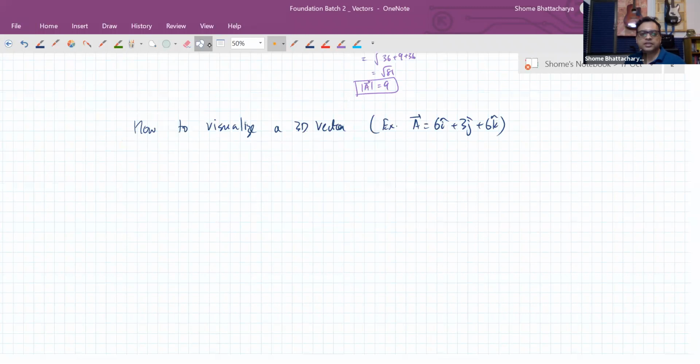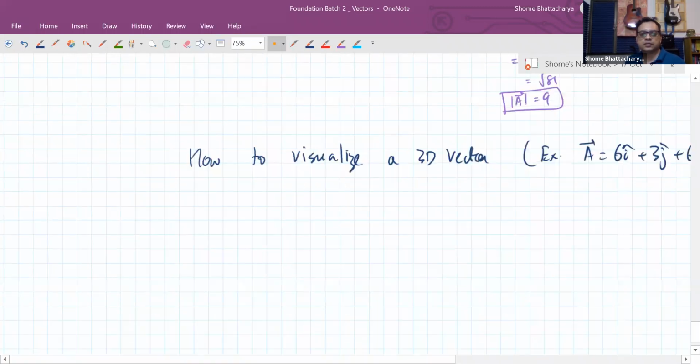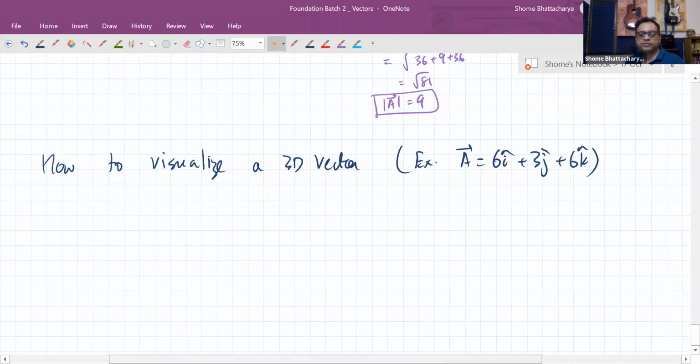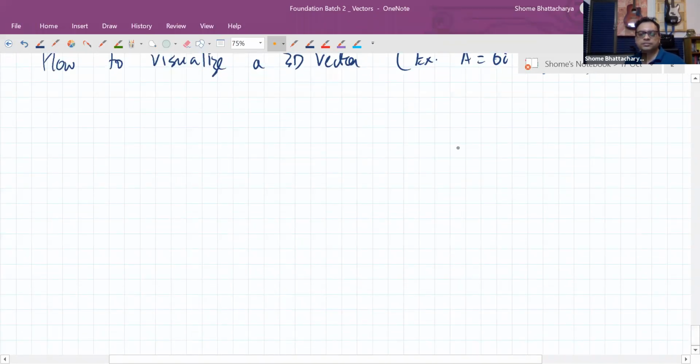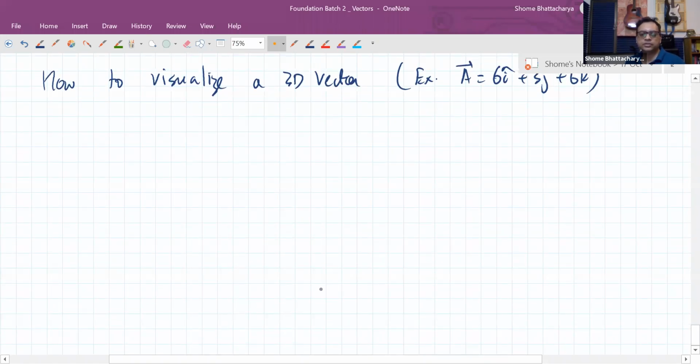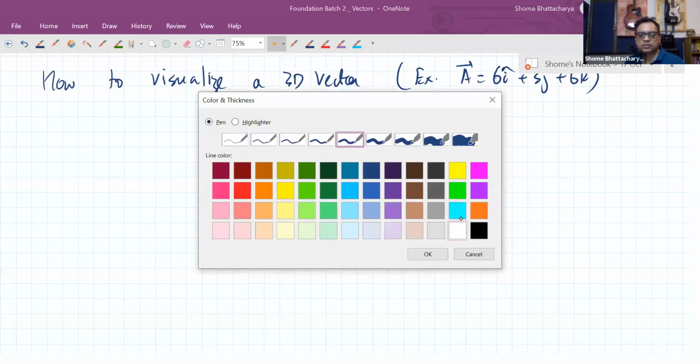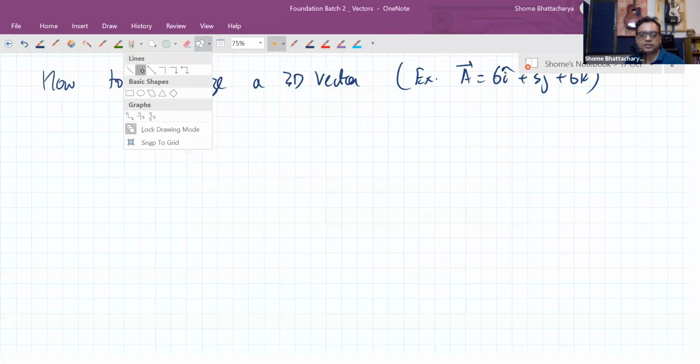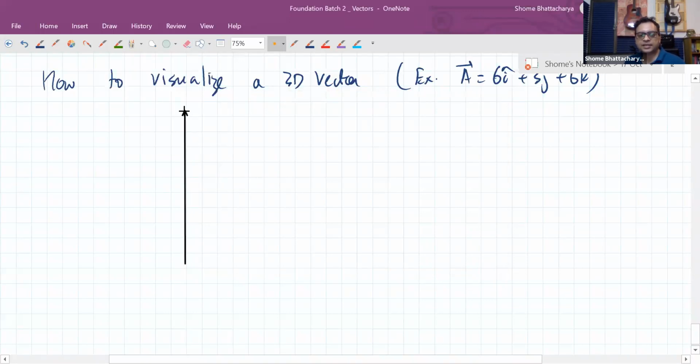So let's do it like this: with respect to our 3D coordinate frame, let us first understand individually how each of the components looks. So let's draw a 3D coordinate frame and understand the meaning of each individual component: 6 i cap here, 3 j cap over here, and 6 k cap, what that means.